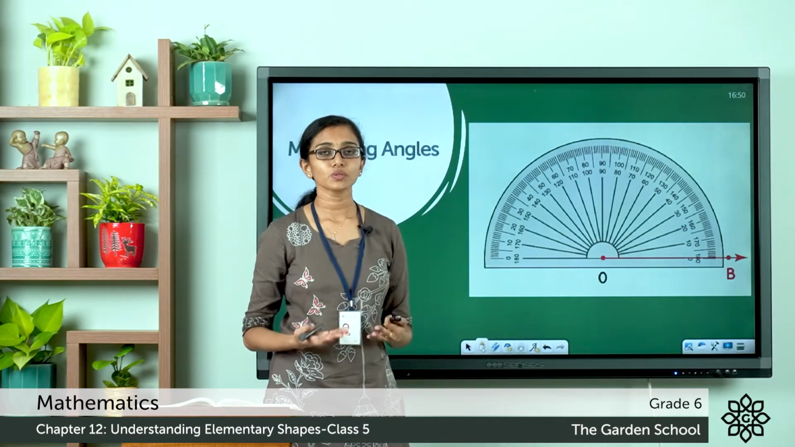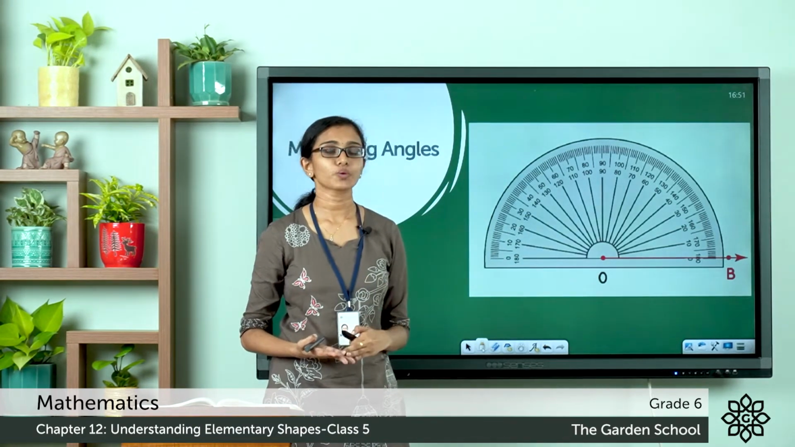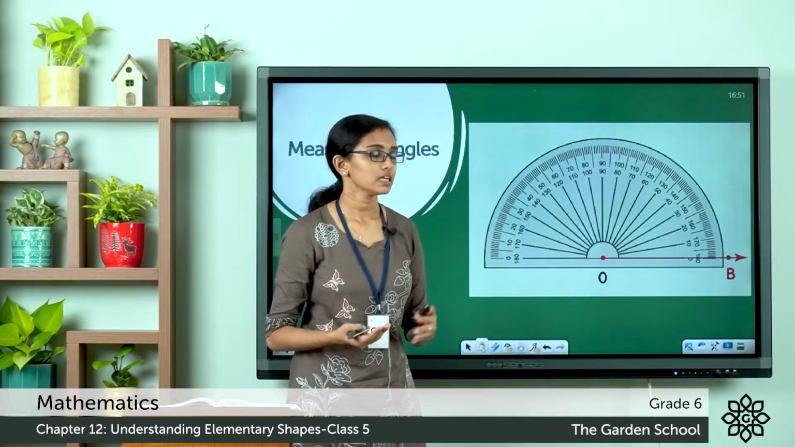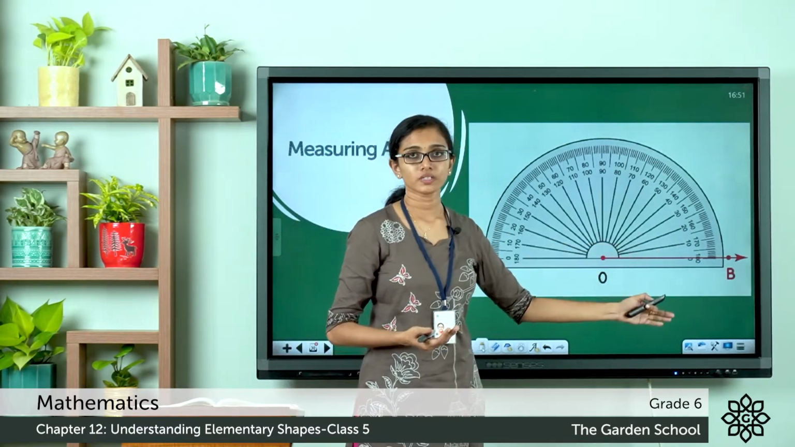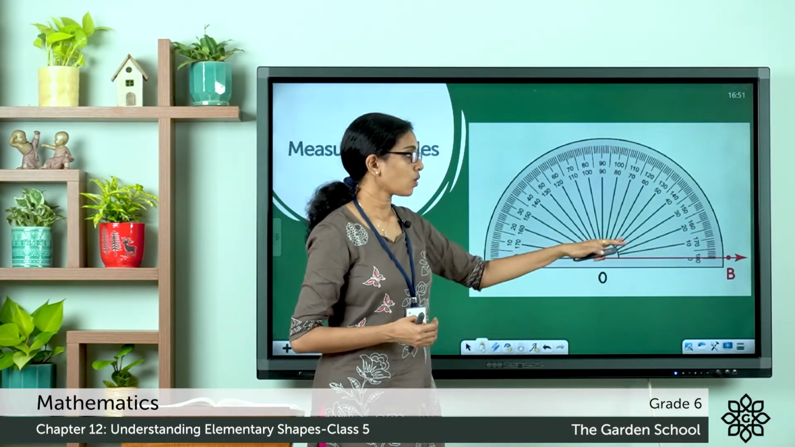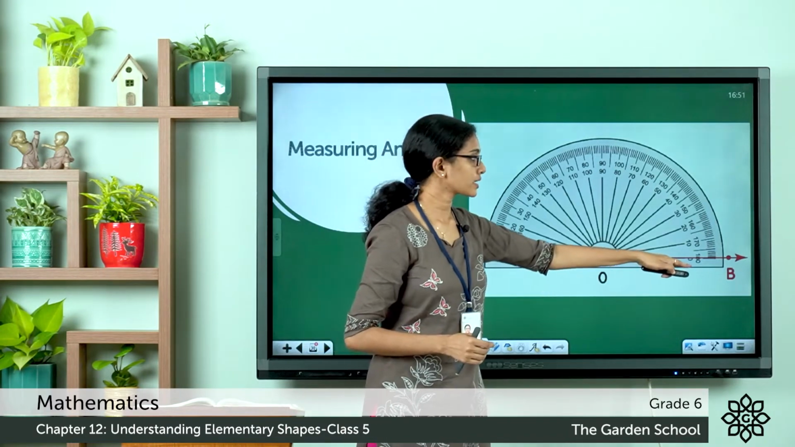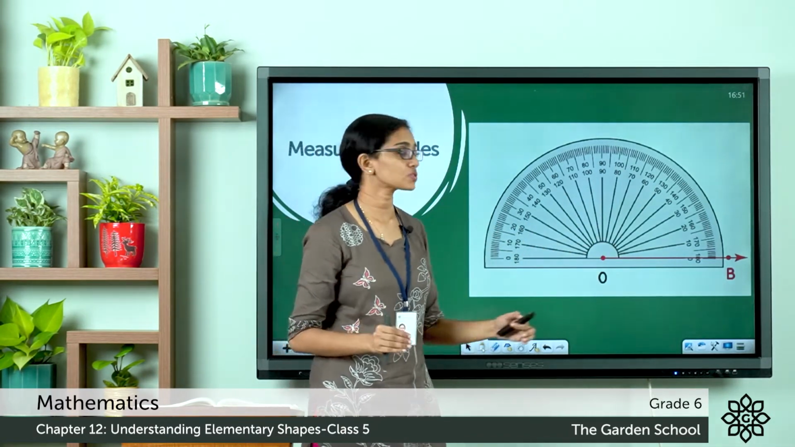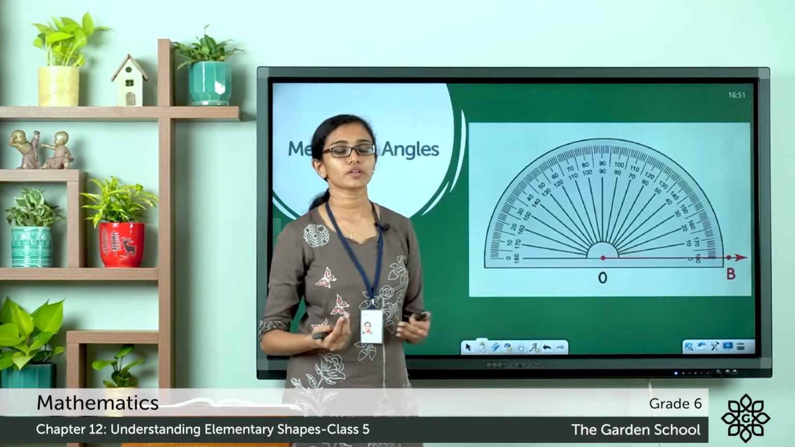Now we have two scales, the inner scale and outer scale. Which scale to choose? We have to choose the scale in which the 0 marking of the scale coincides with one of the arms. So here ray OB coincides with the 0 marking of the inner scale of this protractor. So in this case we have to choose the inner scale of this protractor.